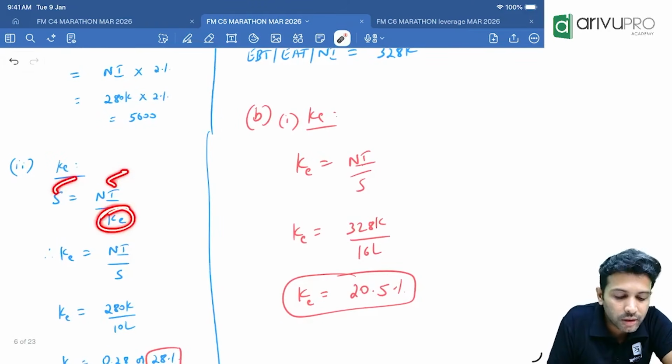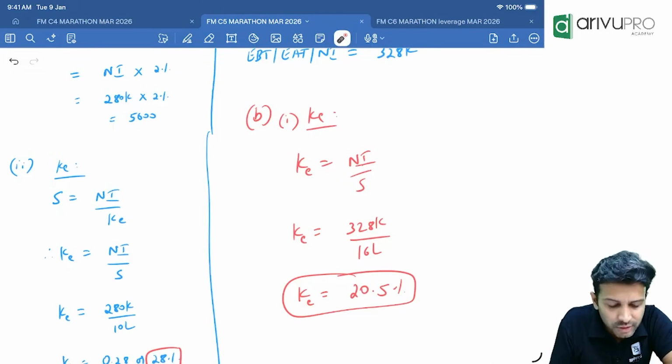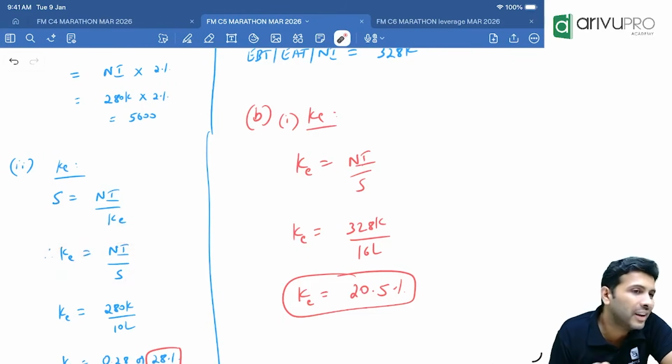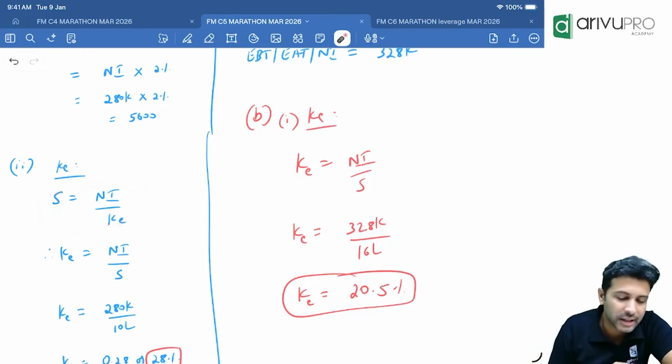We need to find what? Cost of equity. What's the formula for cost of equity? If you want to substitute, send this to the other side. So what will be the formula? Therefore, cost of equity is net income divided by S. Correct? Or you can use this formula only and cross multiply and get the answer.